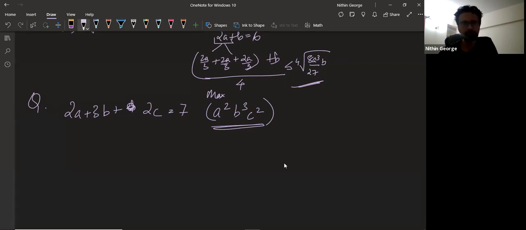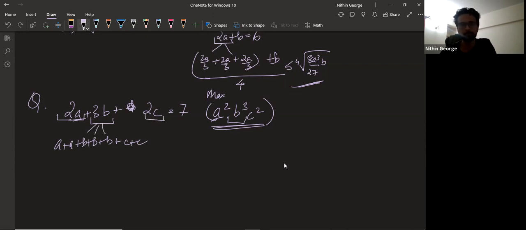What do you do here, guys? So you see a square. So you break 2a into 2 parts: a plus a, simple. B cube is there. So you break 3b into 3 parts: b plus b plus b.